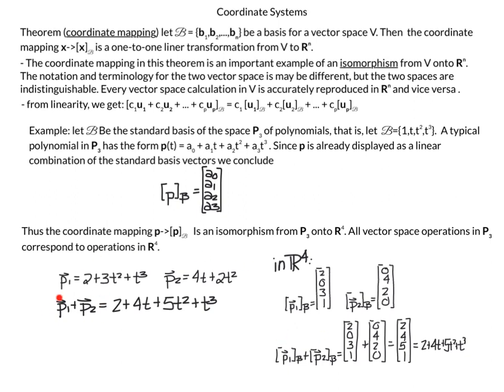So again, this vector space of P3 is exactly the same vector space as R4. We just rename these polynomials with these coordinates in R4. And then exactly what we do when we do scalar multiplication or addition corresponds to the same exact calculation in R4.